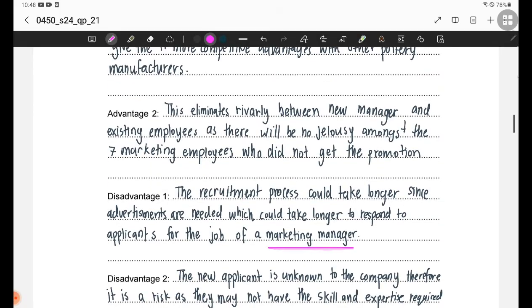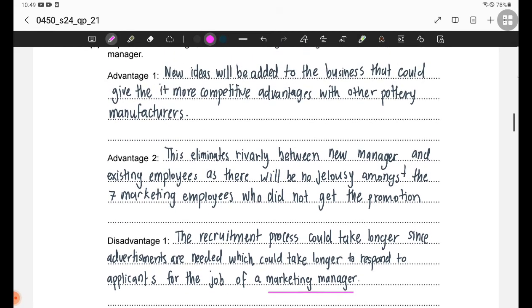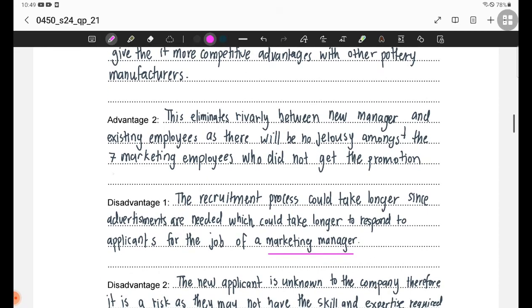Marketing manager, I believe it's also an application. Let me go check. Yep, this is an application. And this is of course an application here.